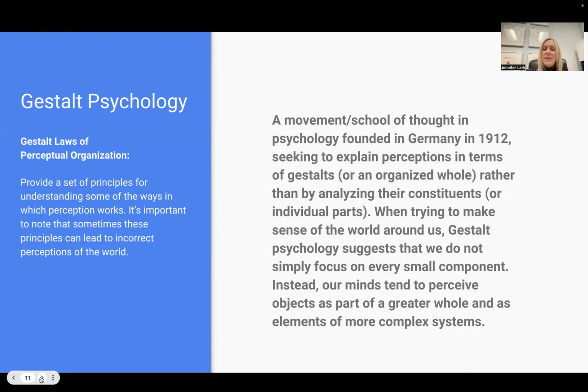Okay. When trying to make sense of the world around us, Gestalt psychology suggests that we don't simply focus on every small component that comes at our brain. Rather, our brains try to create these mental shortcuts for us by perceiving objects in our environment as part of a greater whole. And a lot of times, this is also based on that top down processing based on our previous experiences.